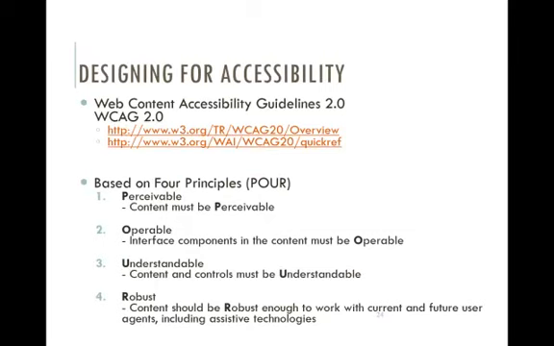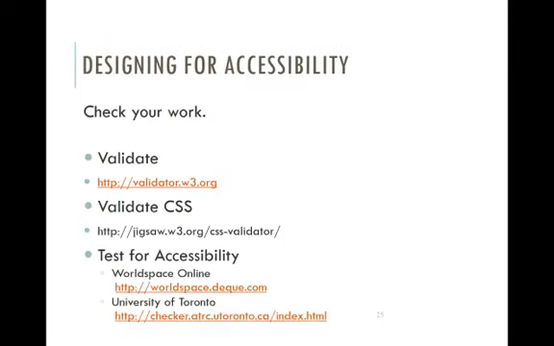When we're designing for accessibility, we need to make sure that we're meeting the WCAG 2.0 Web Content Accessibility Guidelines. This is based on 4 principles that we got into, POUR: perceivable, operable, understandable, and robust. We always want to check our work and validate and then test for accessibility. Here's links to where you can find those validations and accessibility testings.